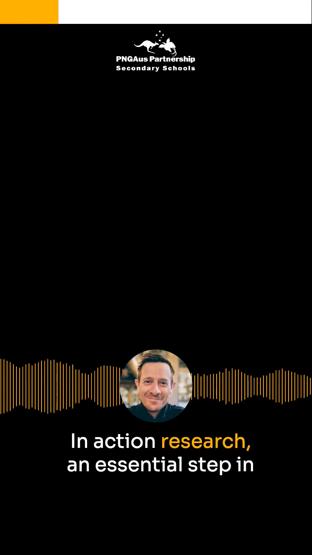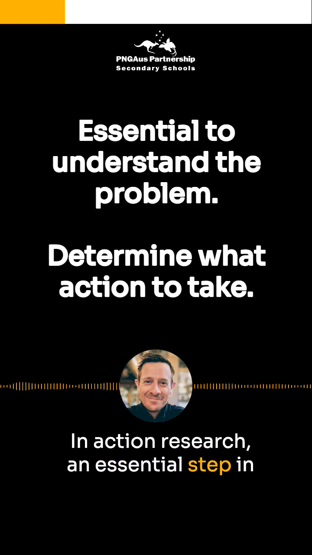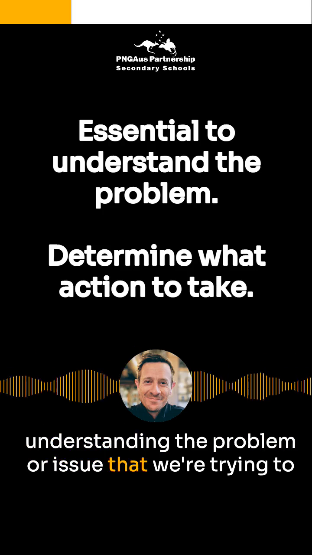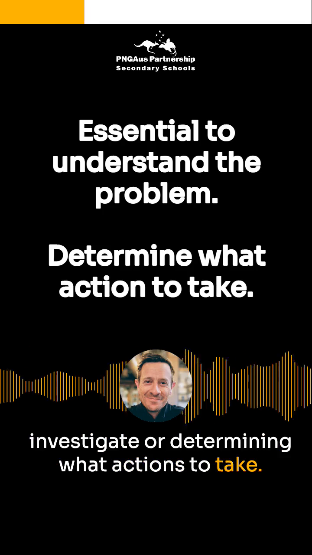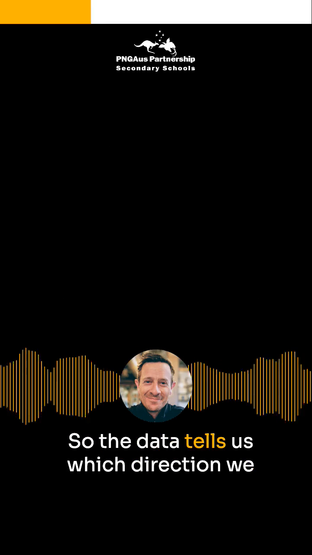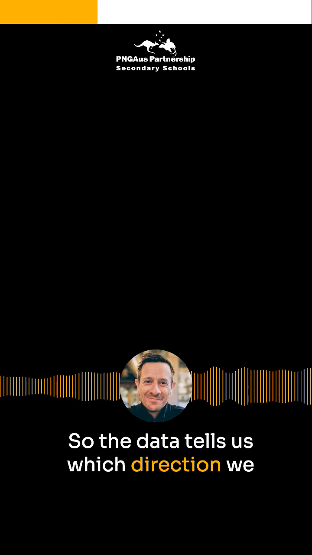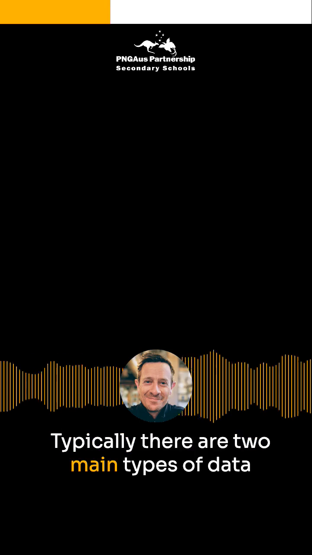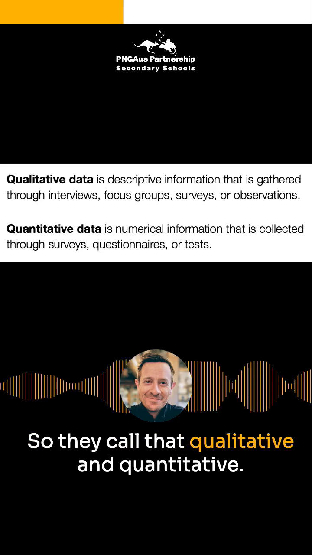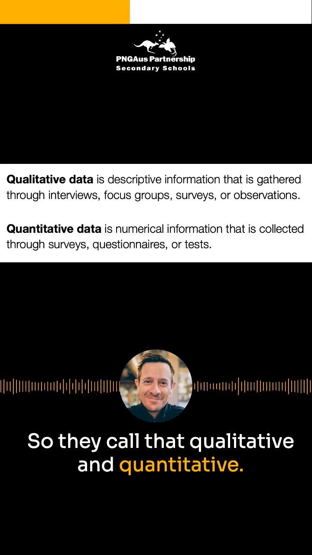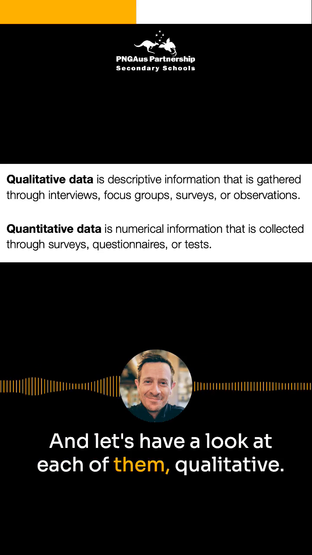In action research, it's an essential step in understanding the problem or issue that we're trying to investigate, or determining what actions to take. So the data tells us which direction we might want to go. Typically, there are two main types of data that we can gather. They call that qualitative and quantitative. And let's have a look at each of them.